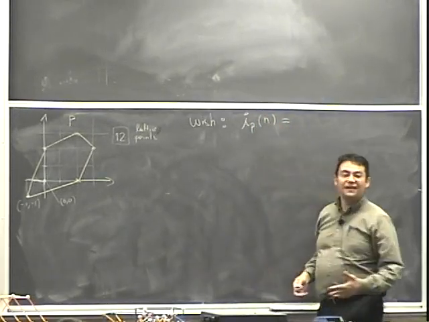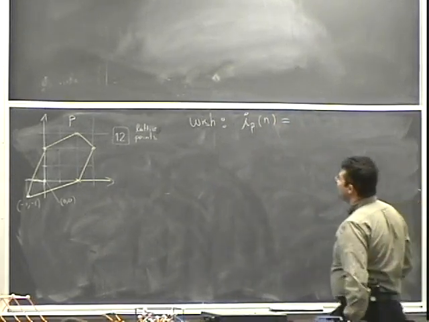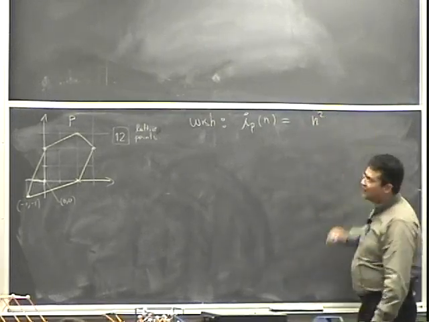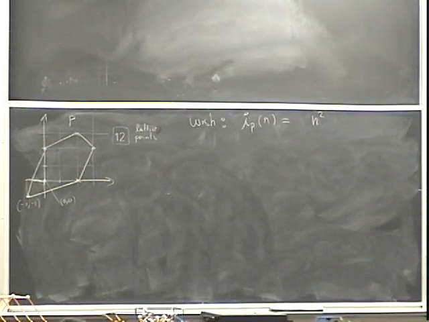I want a formula. What degree is it? 2. Degree 2. Very good. So it's a degree 2 polynomial. Can anyone guess what is going to be the constant coefficient? Let's start from there, just to get you started. It's going to be 1.